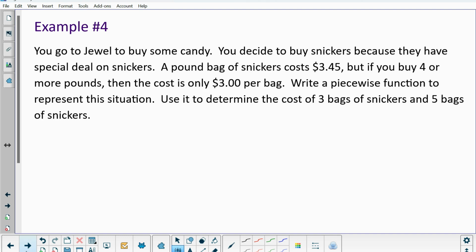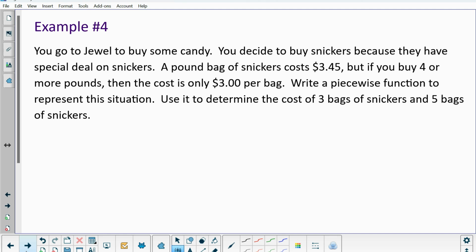All right, example 4 now is we're going to write this formula together, okay? So you go to Jewel to buy some candy. You decide to buy Snickers because they have a special deal on Snickers. Fine, that's my favorite candy bar. A pound bag of Snickers costs $3.45, but if you buy 4 or more pounds, then the cost is only $3 per bag. So you can save a little bit of money if you're planning on buying 4 or more pounds. Write a piecewise function to represent the situation, and then use it to determine the cost of both 3 bags and 5 bags.